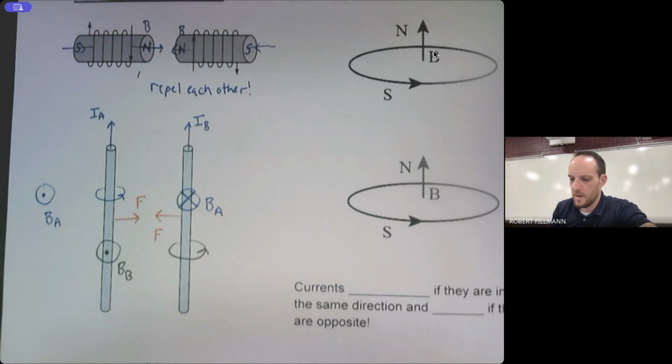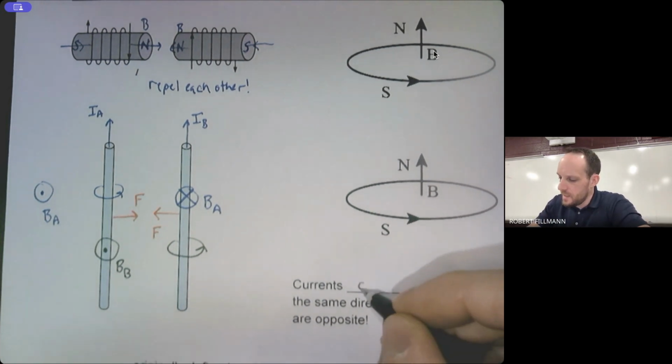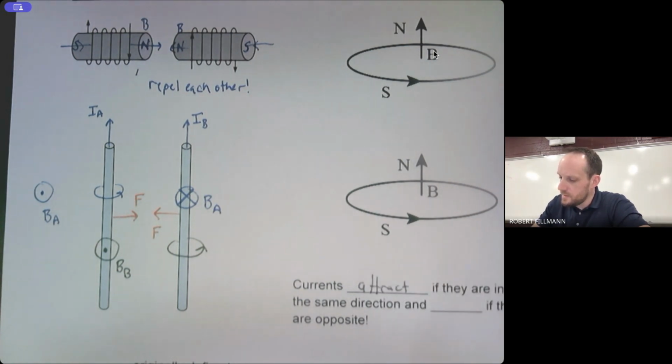And the takeaway really is that whenever two currents are doing the same thing, you can think about them like people. They're two people headed the same direction in life. They attract each other. They like each other. It's when the currents point in opposite directions or do opposite things that they're going to repel one another. So we could say currents attract if they're in the same direction and repel if they are opposite.